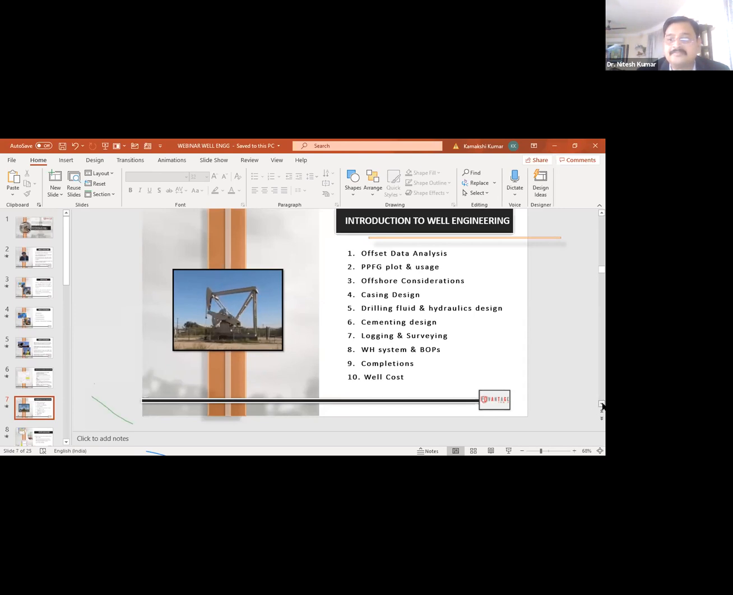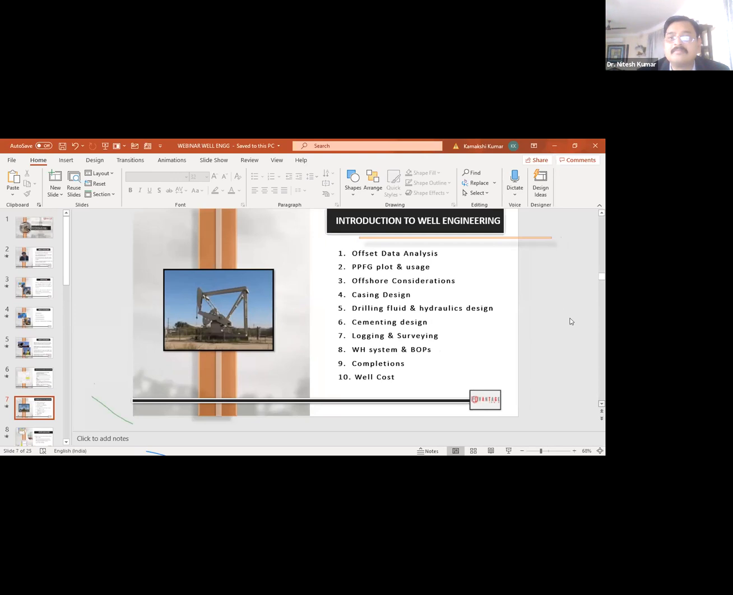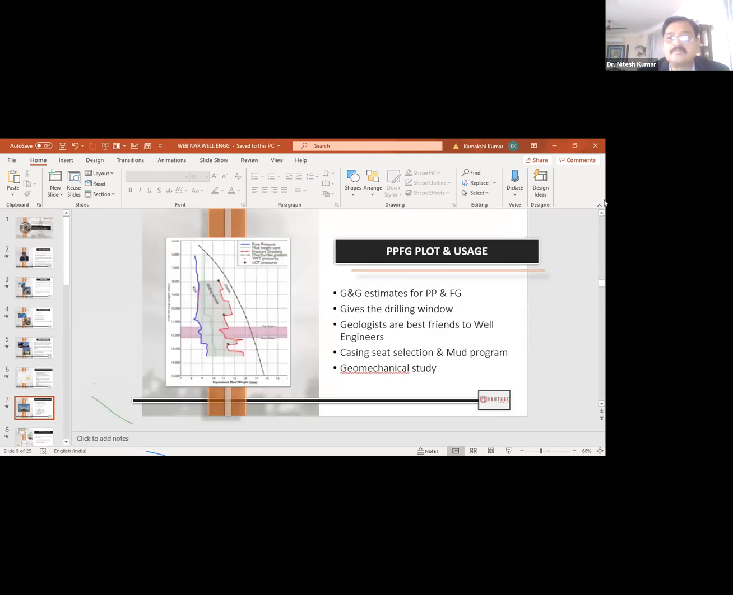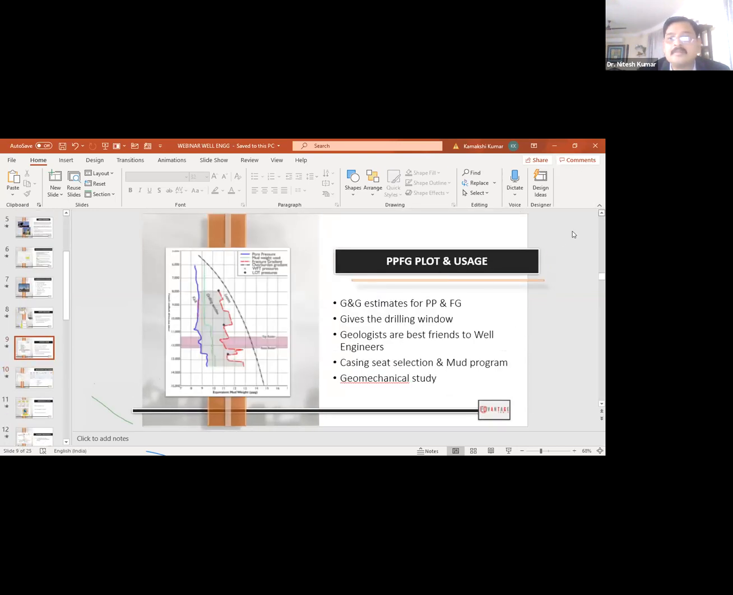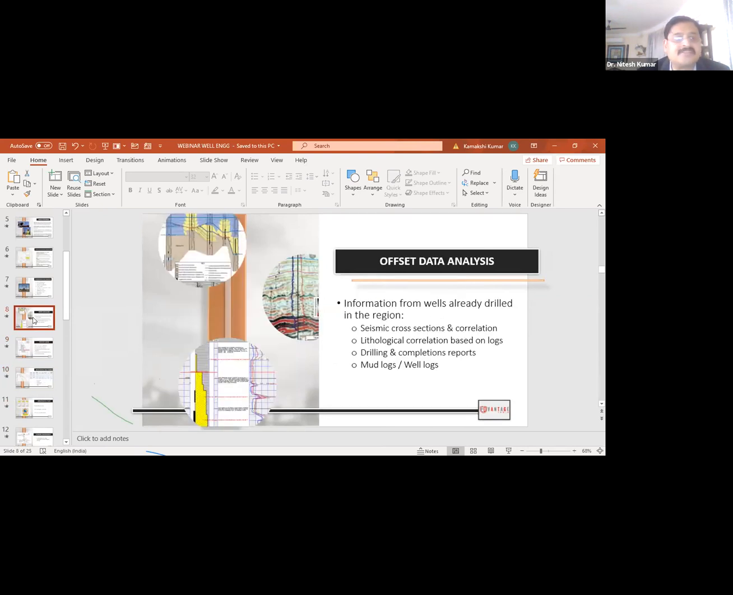Next, let's talk about offset data analysis, the first one. Offset data analysis means if there has been a well which has been drilled next to your concession, in principle, you want to have access to that information and that data.